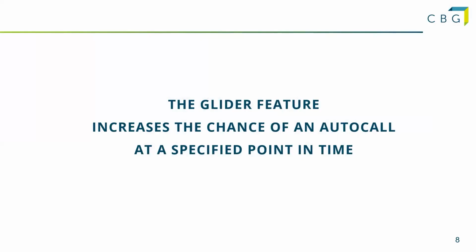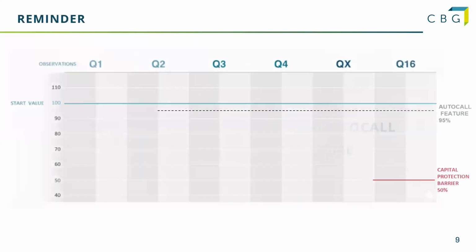We're now going to move on to how the glider feature works. So the job of the glider feature is to increase the probability of an autocall at a specific point in time. I'll start with a quick reminder of how a standard growth note behaves. Then we'll layer in the glider feature and walk through a few scenarios so you can see exactly how outcomes change.